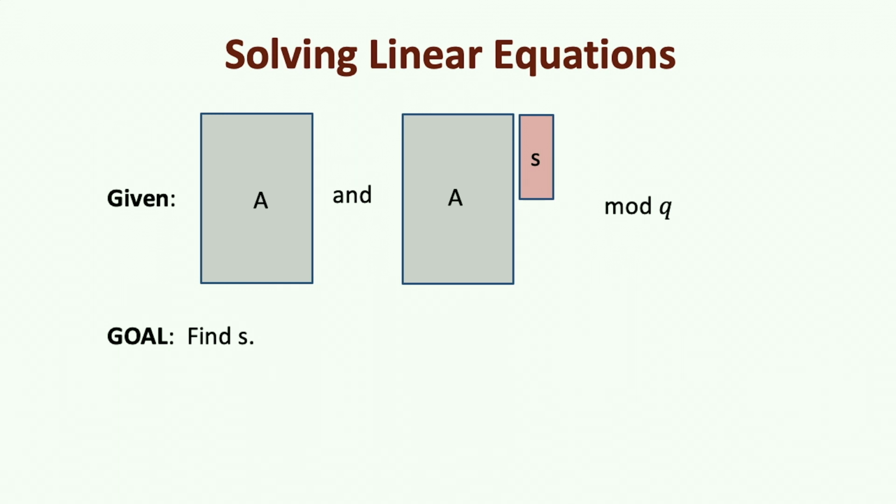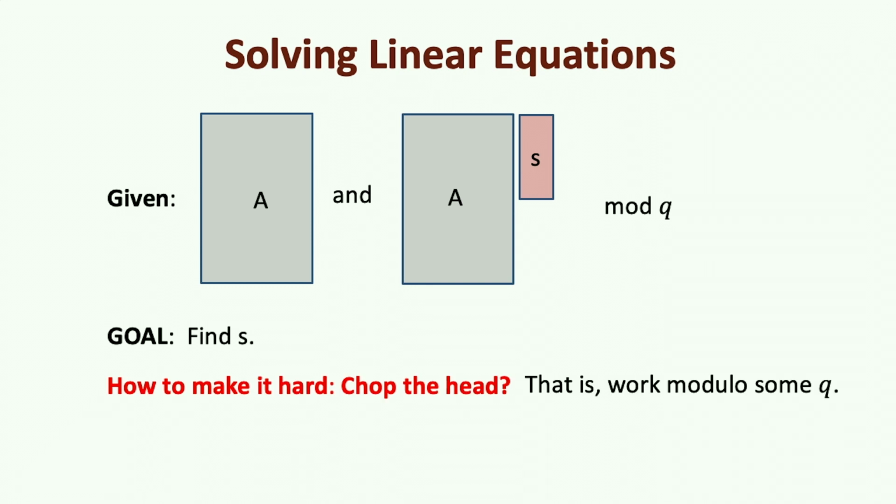So how do I make this problem hard? I try to lose information, right? I don't try to give you information on all the linear equations. I somehow try to lose information. So that's one way to go about it. I apologize, I'm going to be a little bit violent. So how do I lose information? I take the output of each equation, a_i times S, the inner product, right? I chop off its head. What does that mean? I lose a bunch of its most significant bits. So that's one way of losing information.